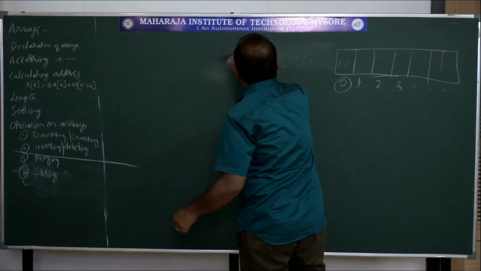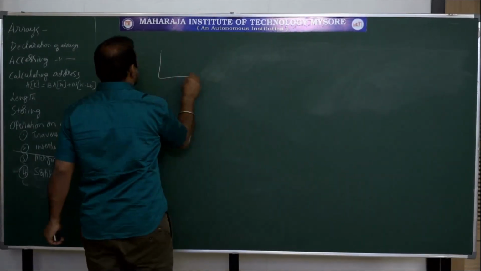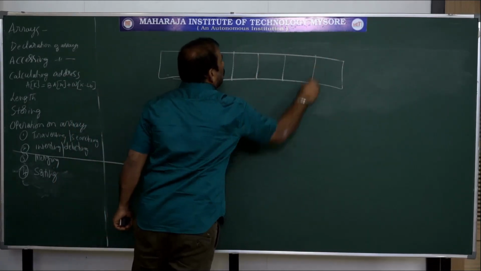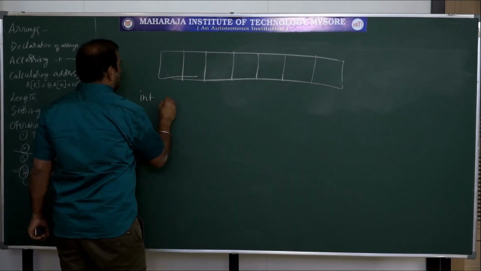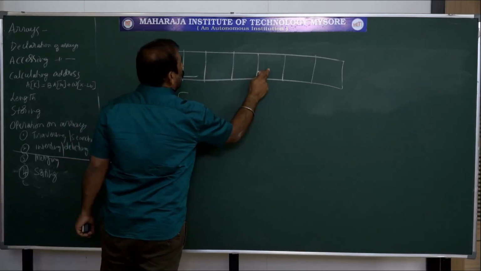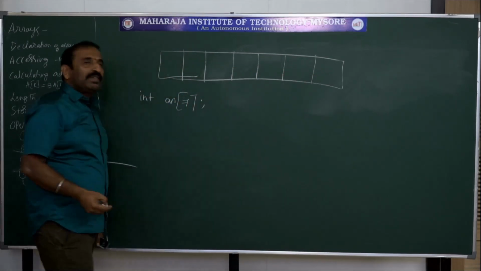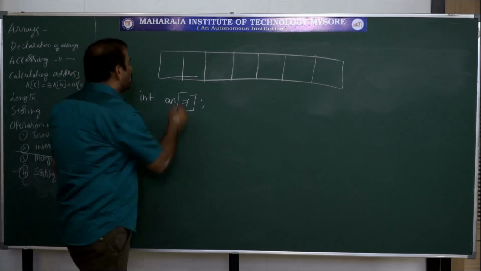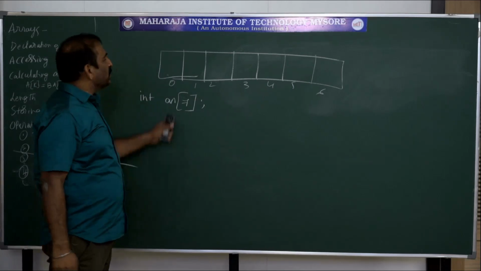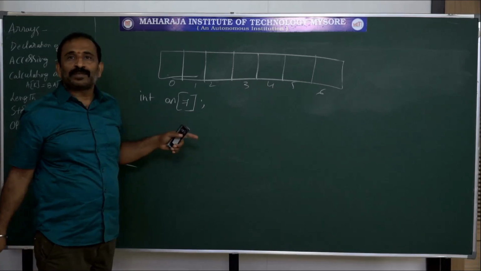Traversing is something like this. I have an array with me. In that array, I will be simply traversing. Take this integer array of size 7. There are 7 elements that can be stored over here, starting from 0, like this, 0 to 6. You have totally 7 elements which can be stored here. So that's why I am declaring it as an array.